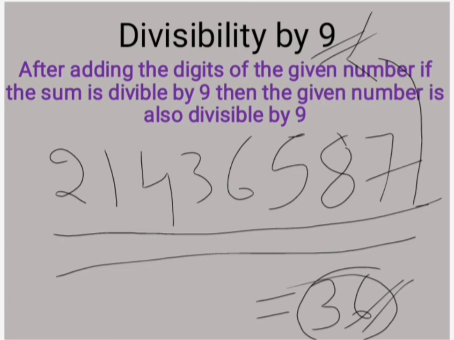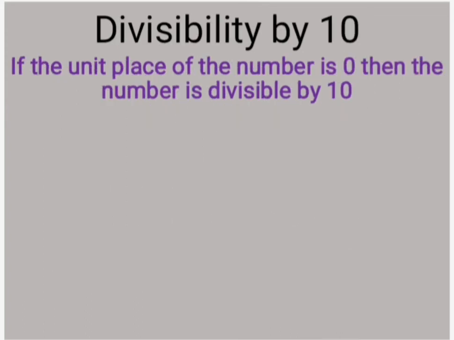So if you learn the divisibility rule by 3, you can easily write down the divisibility rule by 9 also, because both are same. So come to the next rule, divisibility by 10. Divisibility by 10 is very easy. If you get 0 in the unit place, then the number is divisible by 10.